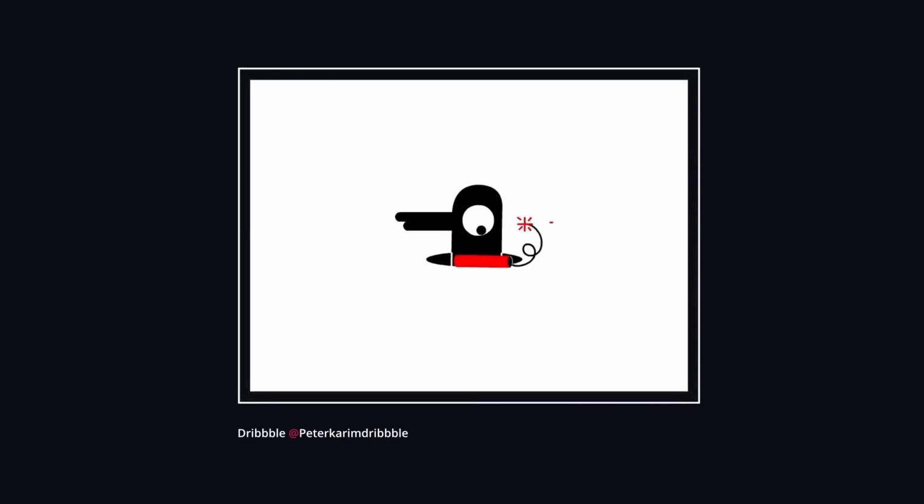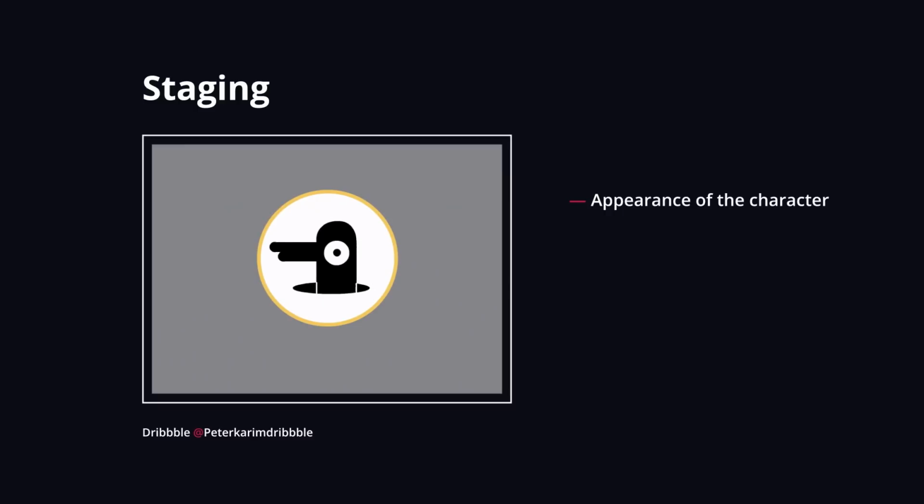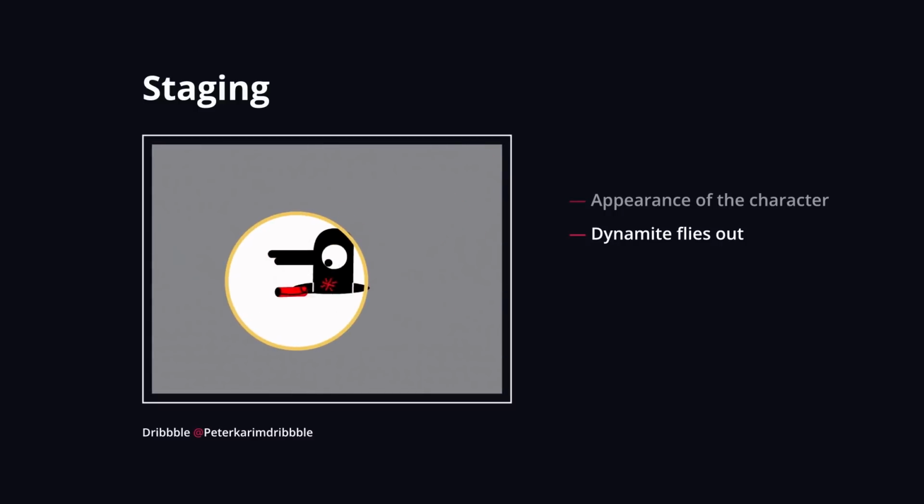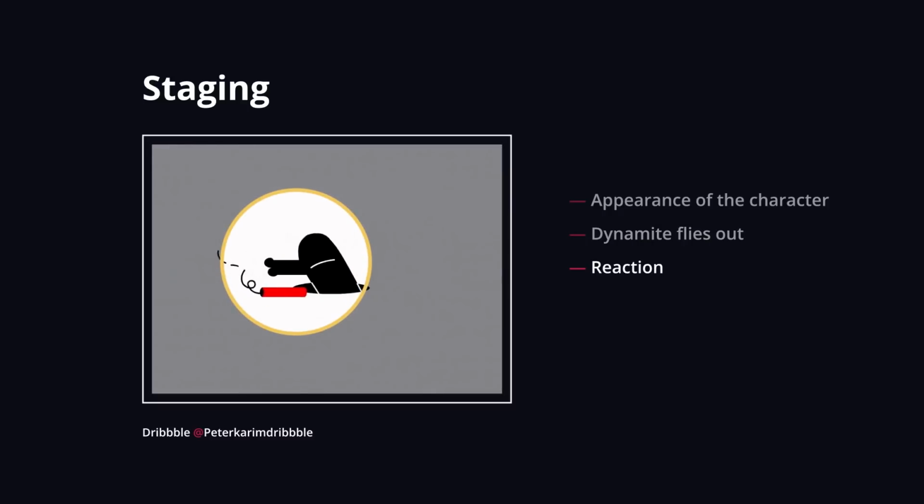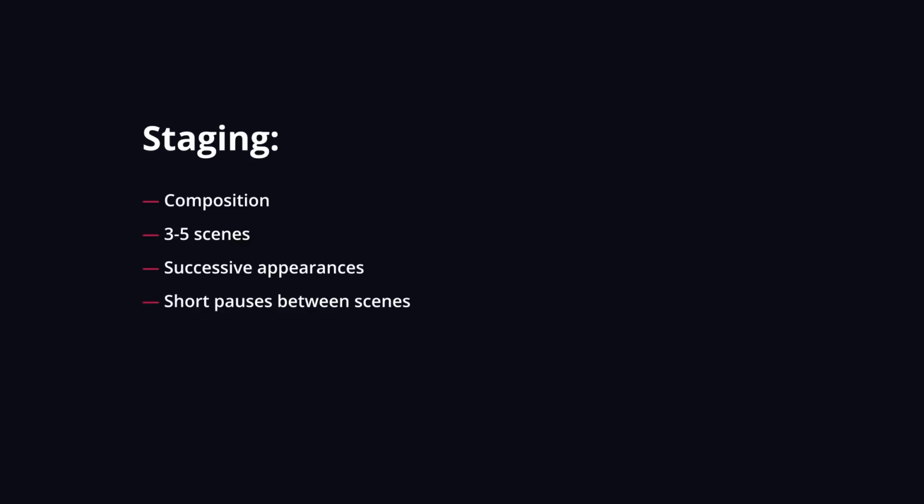Let's take a look at some examples. What are the main actions of the animation? The character appears, the dynamite flies in, the character reacts, it gets scared and tries to put out the fuse, and the final action. About 3 to 5 major scenes are enough for a logo.